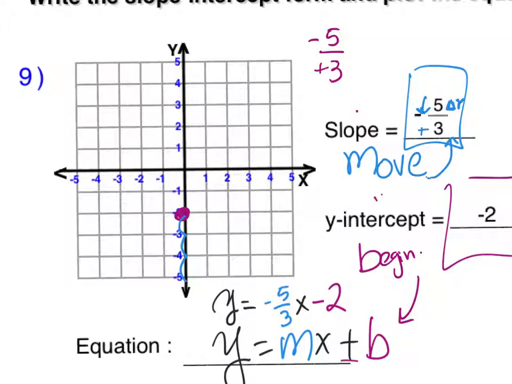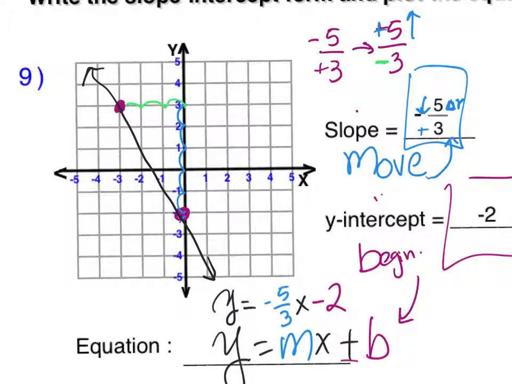If it was -5 over +3, what's my opposite? +5 over -3. Okay, instead of going down the stairs, I'm going to go up. So I'm going to go up 5, rise 1, 2, 3, 4, 5, run 1, 2, 3. And there you go. There is your line. Okay, we're done there.